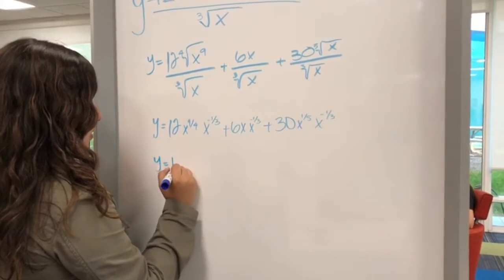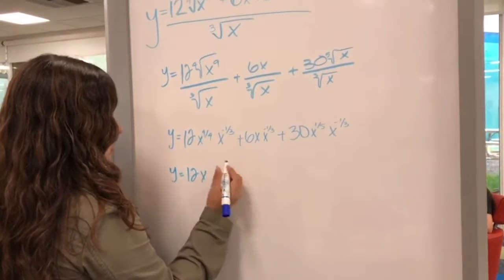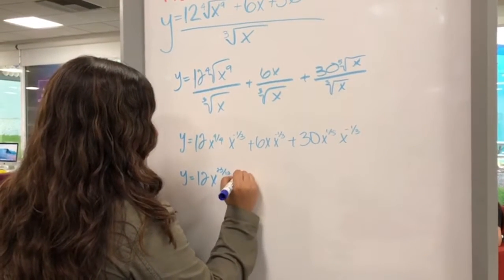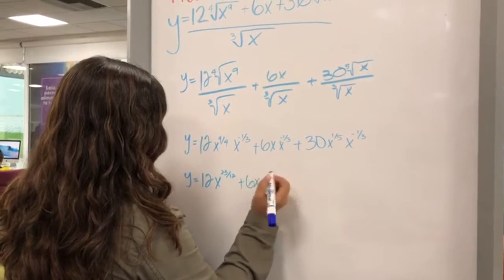After that, we will multiply x to the negative power of 1/3 in each of the sums, and when multiplying powers, you have to add the powers.